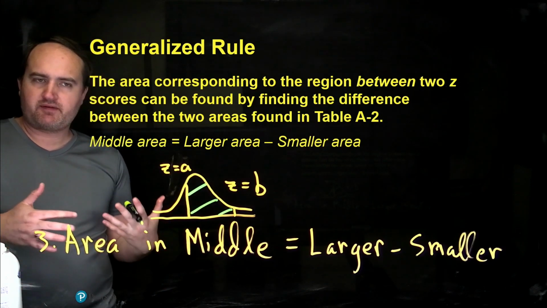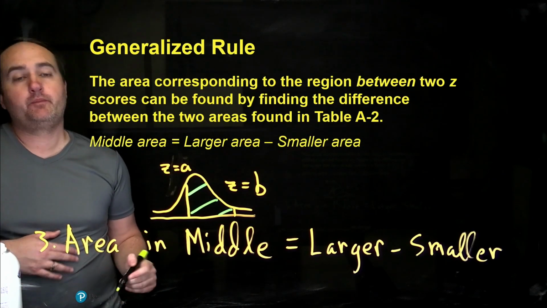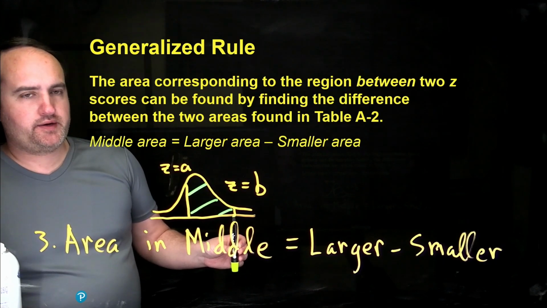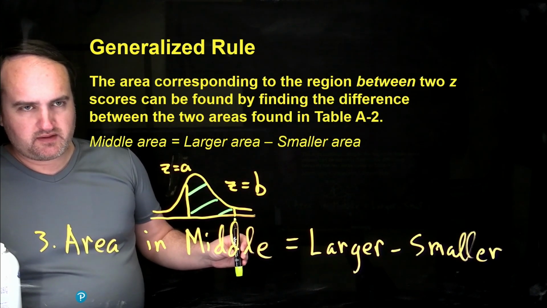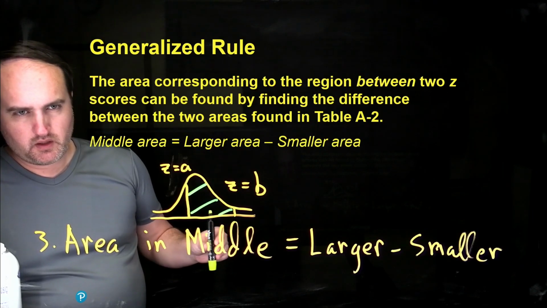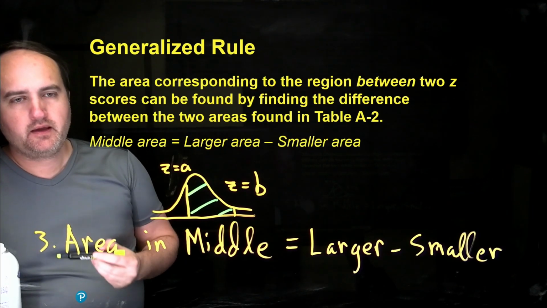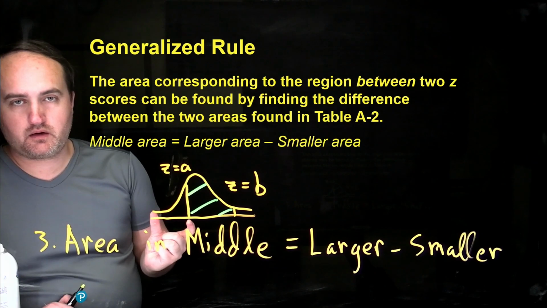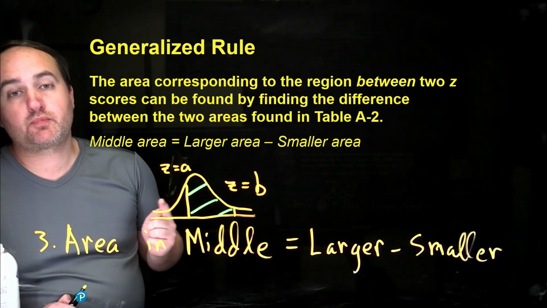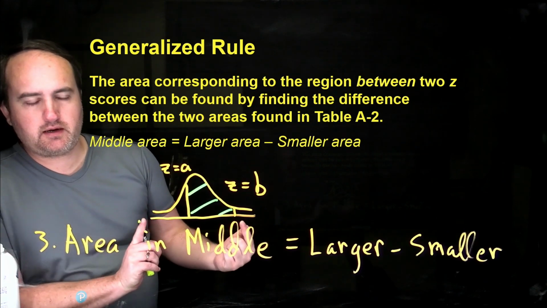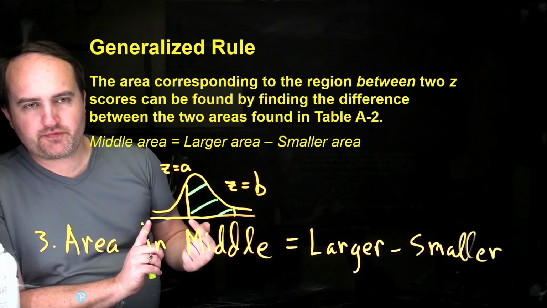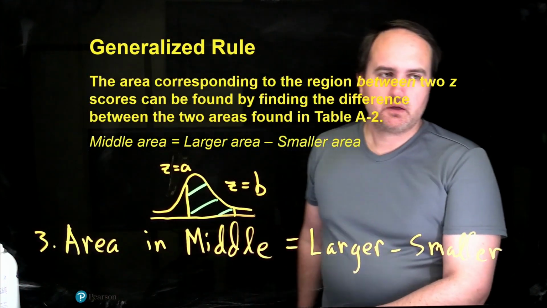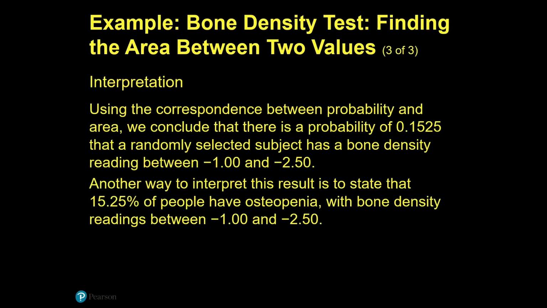Okay? And they actually have a nice picture of this on the slides. But basically the reason you do the larger area minus the smaller area is the larger area, for example, in this picture, would be the area from z equals b all the way to the left. And then in order to get the area in the middle, we have to subtract this part right here. And if we subtract this part, that's the smaller area. So larger area minus, we cut out this part, leaves us with this middle area. Okay. So let's go ahead and see that in the example that's on the slides.